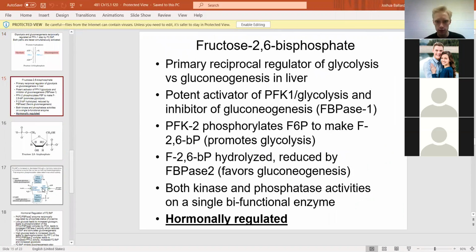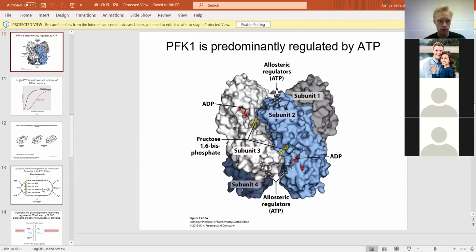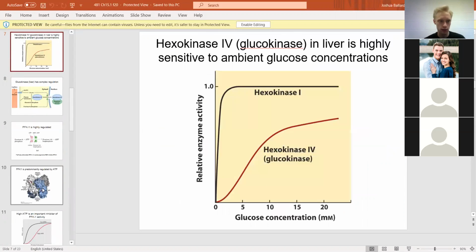Let me see if I covered everything on that. So we had glucokinase, hexokinase, fructose 2,6-bisphosphate, and the effects of hormones. Okay, I think we covered everything there. We'll go to slideshow 15.2 real quick, and I think that one talks a lot about glycogen.